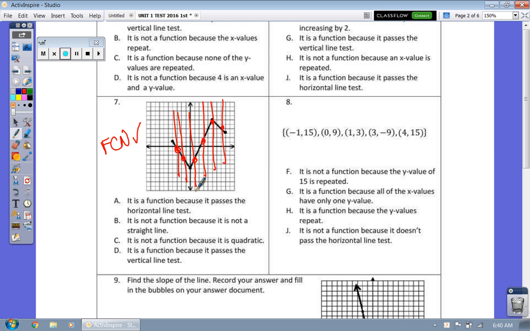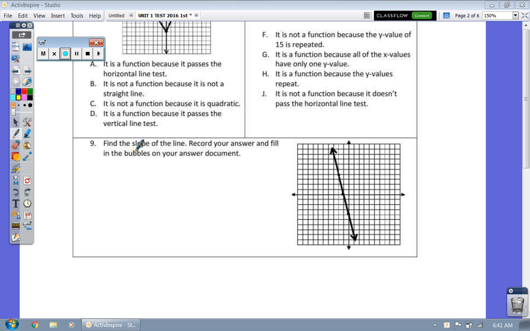So let's find the one that represents the vertical, not horizontal. Horizontal line test, we do not do that in Algebra 1. So let's find the one that talks about the vertical. It is a function because it passes the vertical line test, so the answer is D. Number 8, let's look at our x values: -1, 0, 1, 3, and 4. None of the x values repeat, so this is a function. So let's see which one represents that. It is a function because the y values repeat. No, we don't care about the y's. It is a function because all the x values only have one y value, yes.